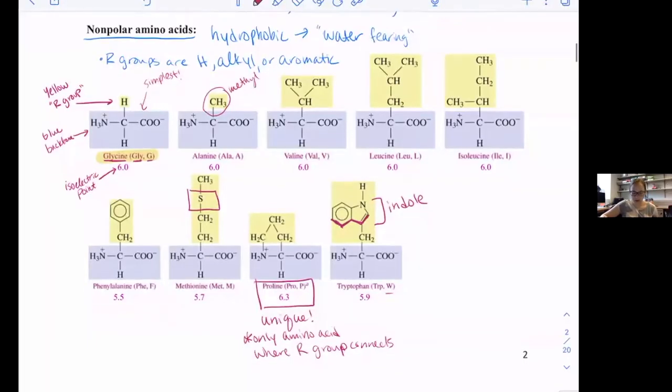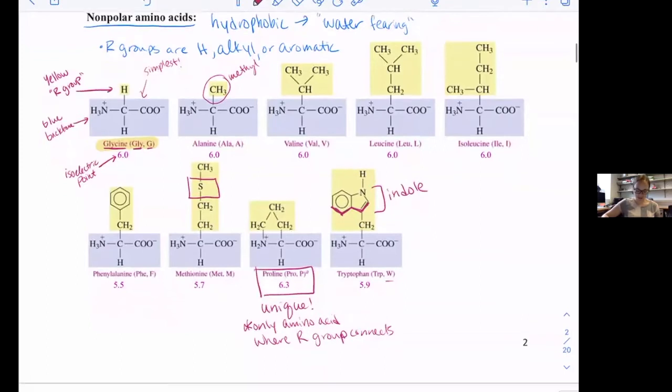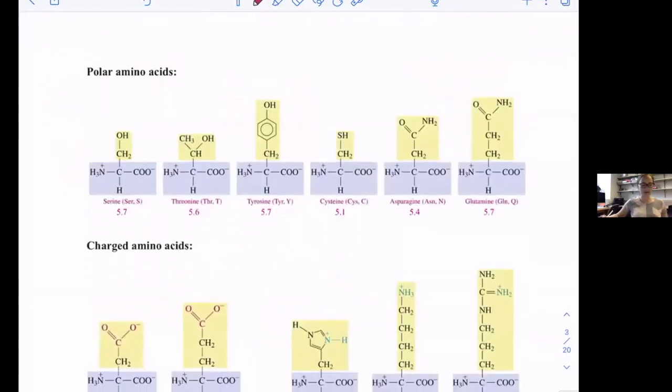Okay, so we have our non-polar amino acids, but we also are going to have our polar amino acids. So these are going to be hydrophilic, meaning they're water loving. And then the R groups that will be on these will be polar R groups, and it'll be things such as hydroxyl, thiol, and amides.